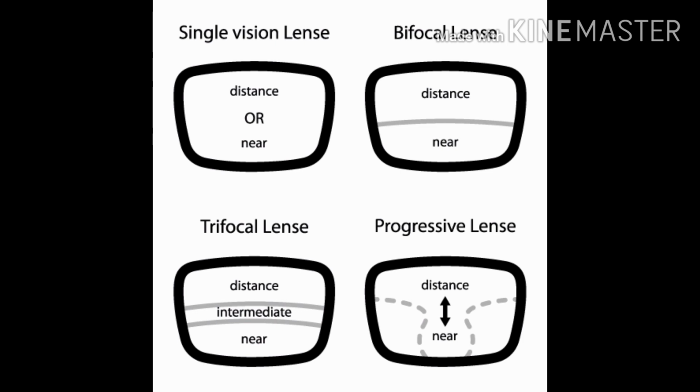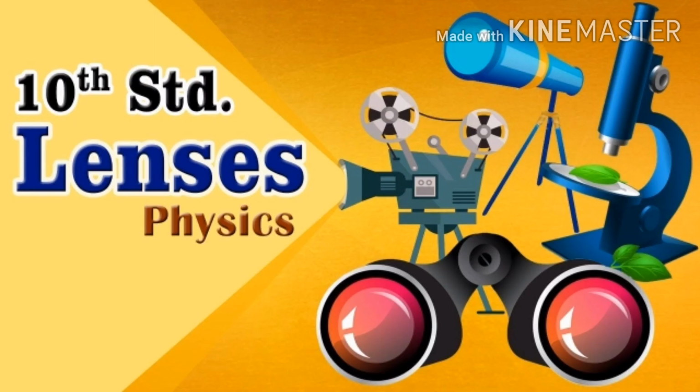Now let us learn the uses of lenses. The convex lens is used in the simple microscope, in the compound microscope, in the telescope, and in optical instruments. The concave lens is used in medical equipment, scanners, CD players, peepholes in doors, spectacles, torches, cameras, telescopes, as well as microscopes.